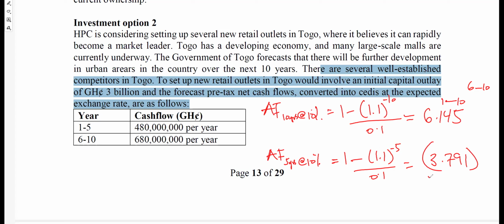3.791. If I take this one out, it means I'm going to get the annuity factor from year what? Year 6 to year 10 at that 10%. And that is this figure that I'm looking for. So 6.145 minus 3.791. Now I'm going to get 2.354. Okay.